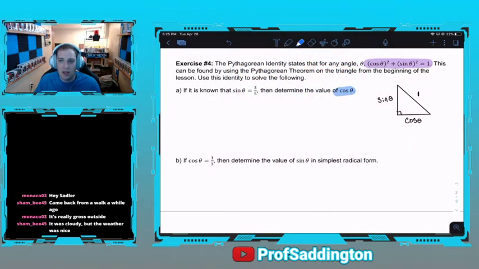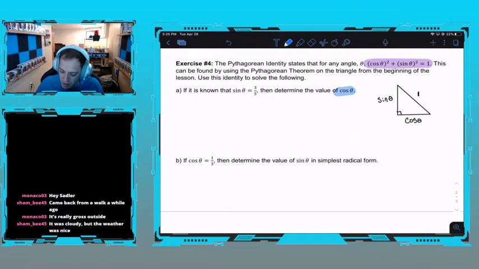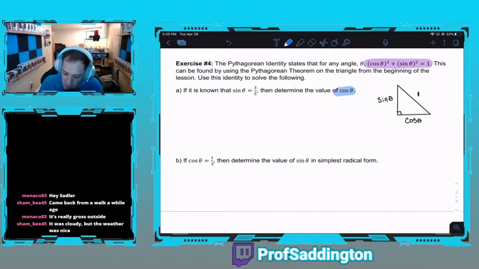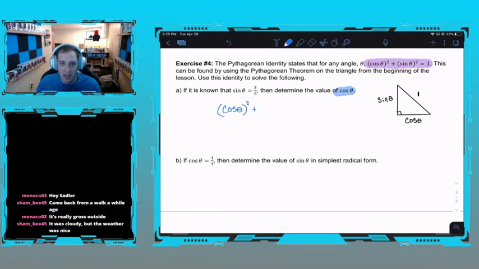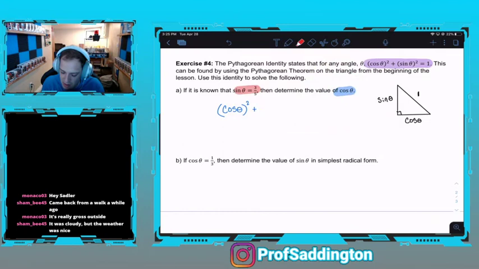So we're just going to solve it out like normal Pythagorean theorem. If we know that the formula is cosine squared plus sine squared equals 1, well, we don't know what cosine is. That's what we're trying to find. So I'm going to write cosine theta squared plus, we do know what sine is, though, because it tells us that sine theta is equal to 3/5. So since sine theta is equal to 3/5, I'm just going to plug that in. I'm going to substitute it in.